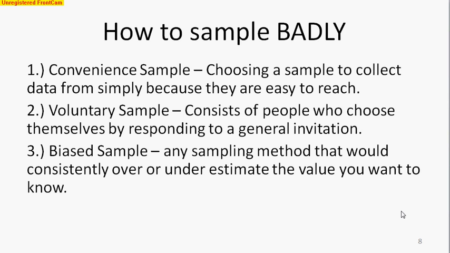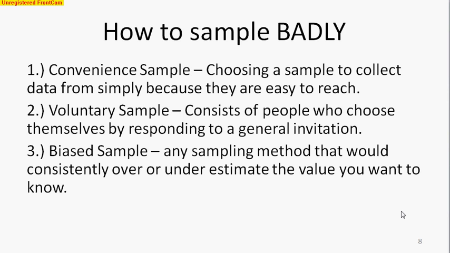A convenience sample is when you choose to collect a sample of data from people simply because they're easy to reach. So the sample that I choose to collect from is just easy for me to get to. Like if I have a population of Twinsburg High School students and I choose just to select the students in my first block class, well, they weren't really chosen randomly, and I just chose them because I didn't have to do any work. That's a bad way of doing a sample.